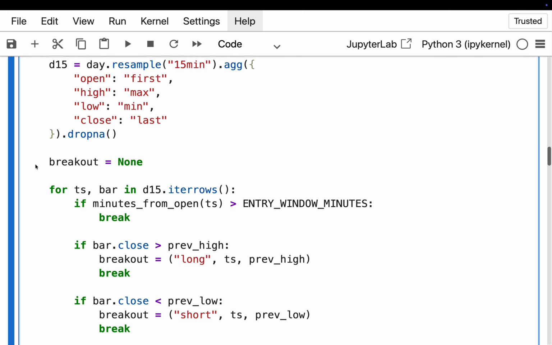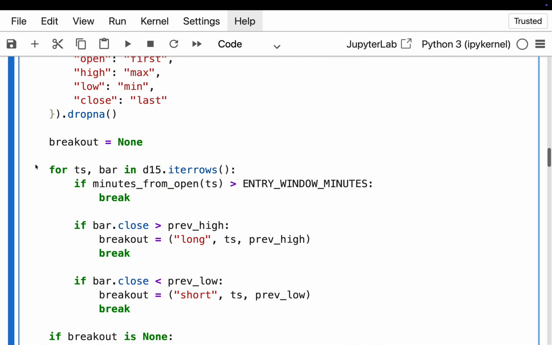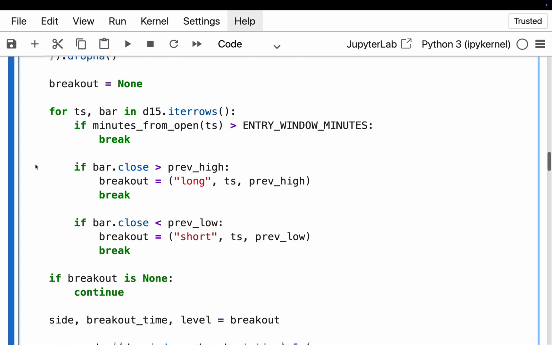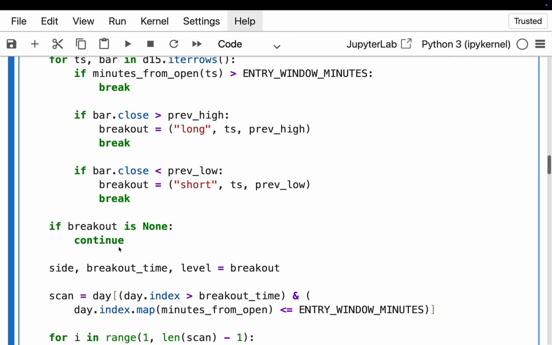We need a 15-minute candle to close above the high or below the low. A wick poking through doesn't count. We scan those 15-minute bars in order. First close above the prior high flags a long breakout. First close below the prior low flags a short. We record the side, the timestamp and the level and stop scanning. If nothing breaks out within the entry window, we skip the day.